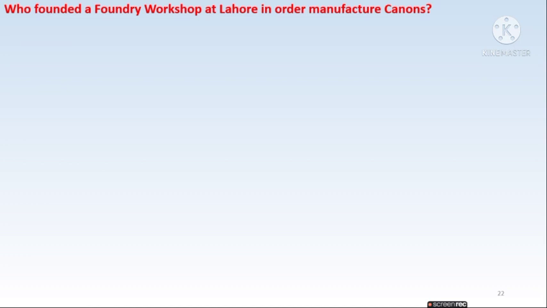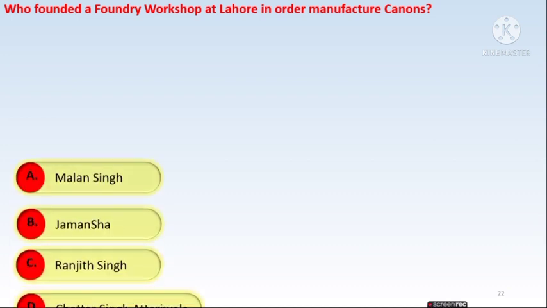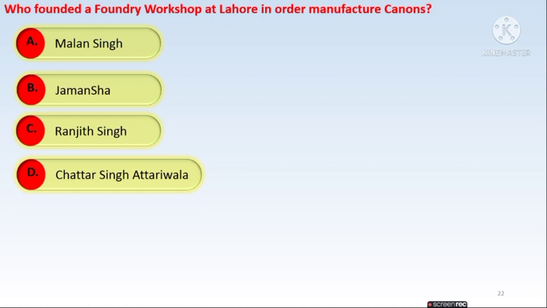The next question is, who founded a foundry workshop at Lahore in order to manufacture cannons, meaning guns? Whether it is Malan Singh, Jaman Shah, Ranjit Singh or Chhattar Singh Atriwala. Yes, it is Ranjit Singh. The workshop foundry was established at Lahore. Thereby he manufactured cannons. Therefore option C is the right answer.